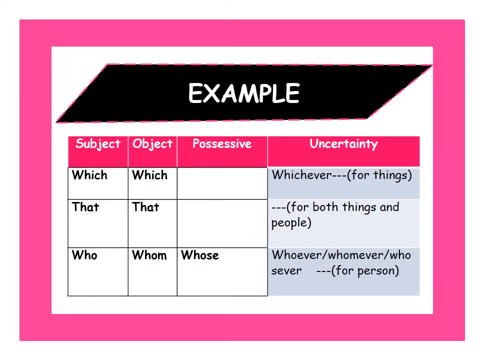For the objective case, you will use which for things, that for both things and people, and whom for the person. And for the possessive case, you will only use whose for referring to a person.